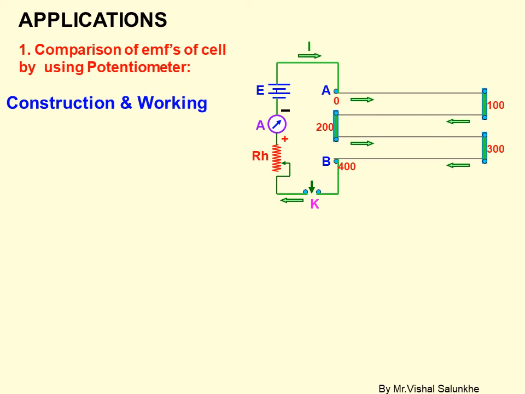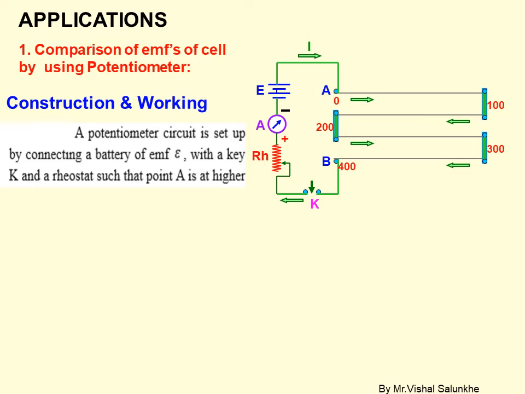First we will see the construction and working. So this is the basic diagram of the potentiometer. As I said, this is a 4 meter long manganin wire connected between points A and B. And in between points A and B again we have connected a battery, ammeter, rheostat and key. Now first we'll see the construction part.